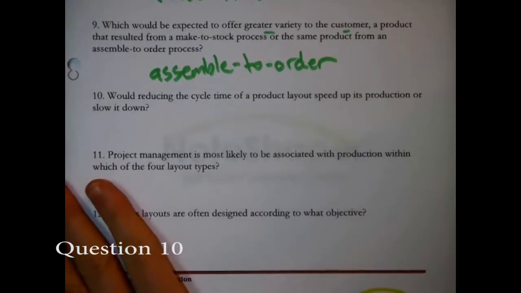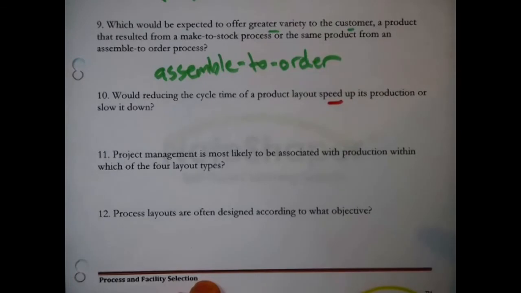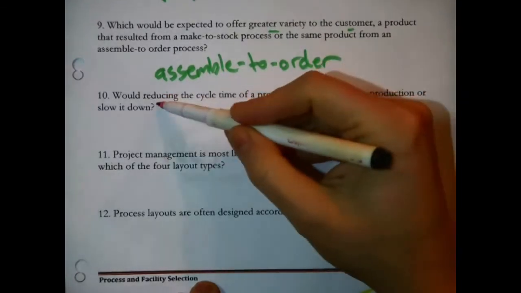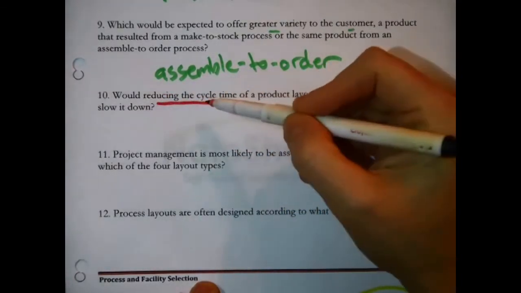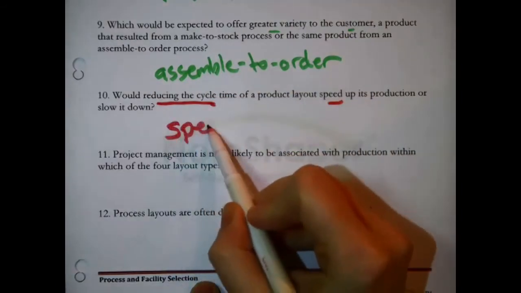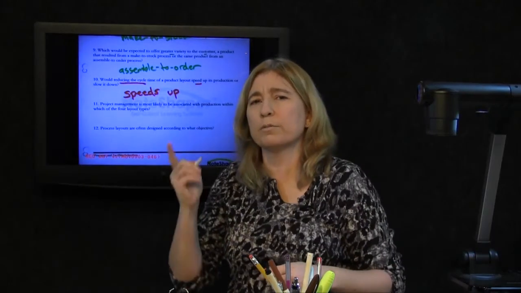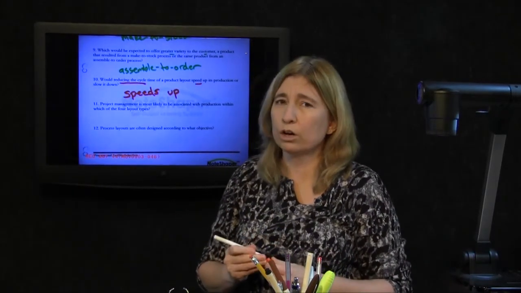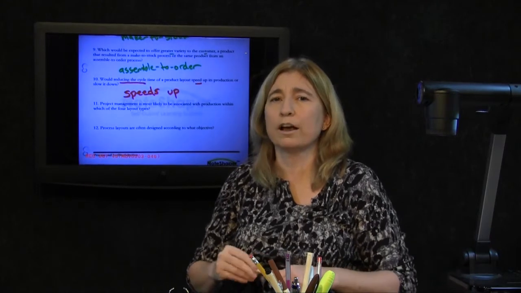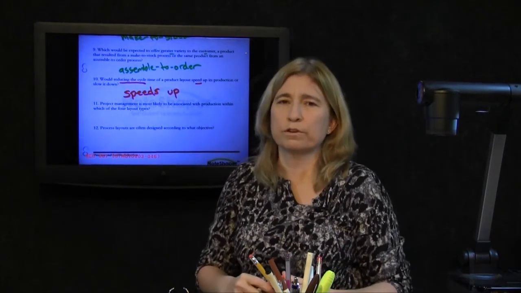Would reducing the cycle time of a product line speed up its production or slow it down? Reducing the cycle time. If you make the cycle time shorter, that speeds up the line. The shorter the cycle time, the faster the line. The longer the cycle time, the slower the line. Now, what do we mean by speed? How fast it's producing the finished product.